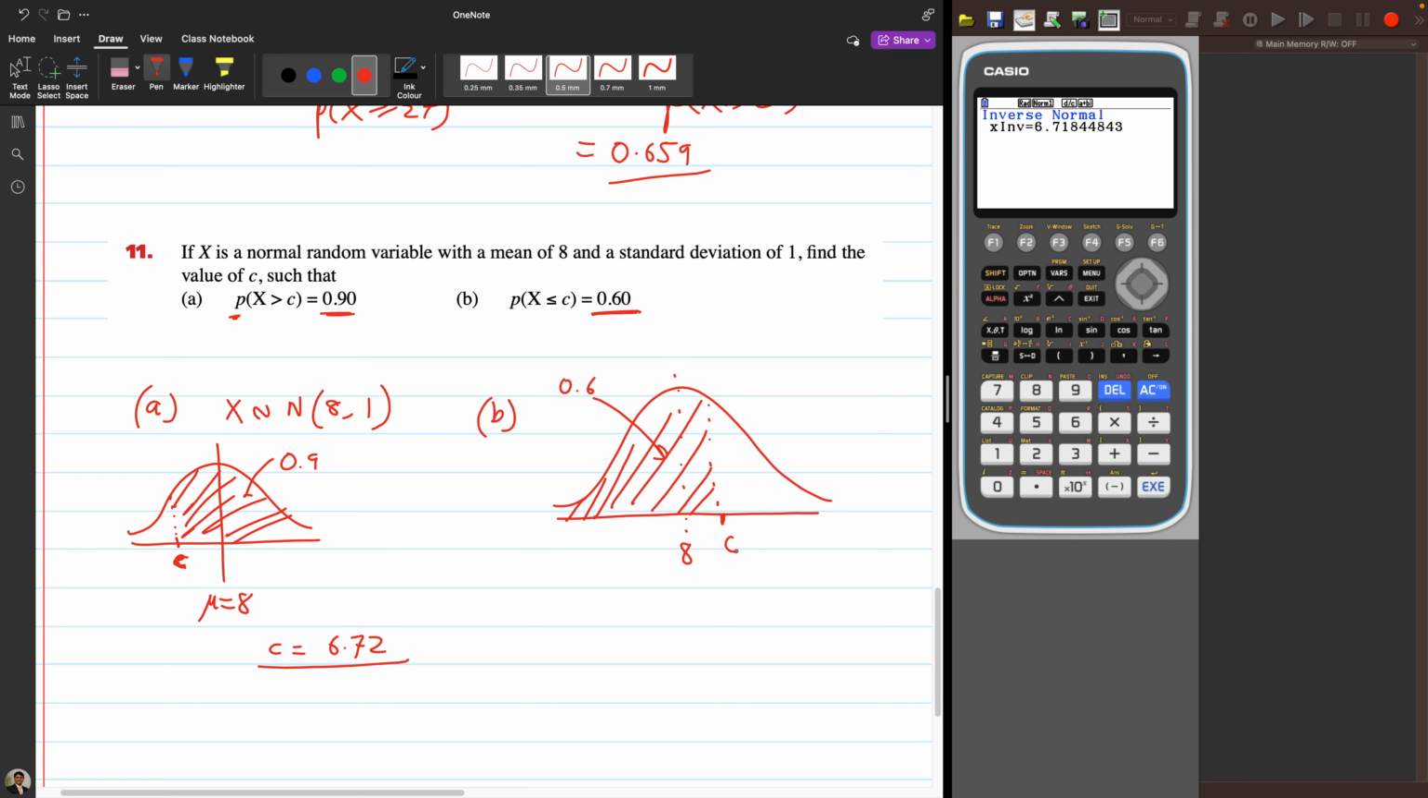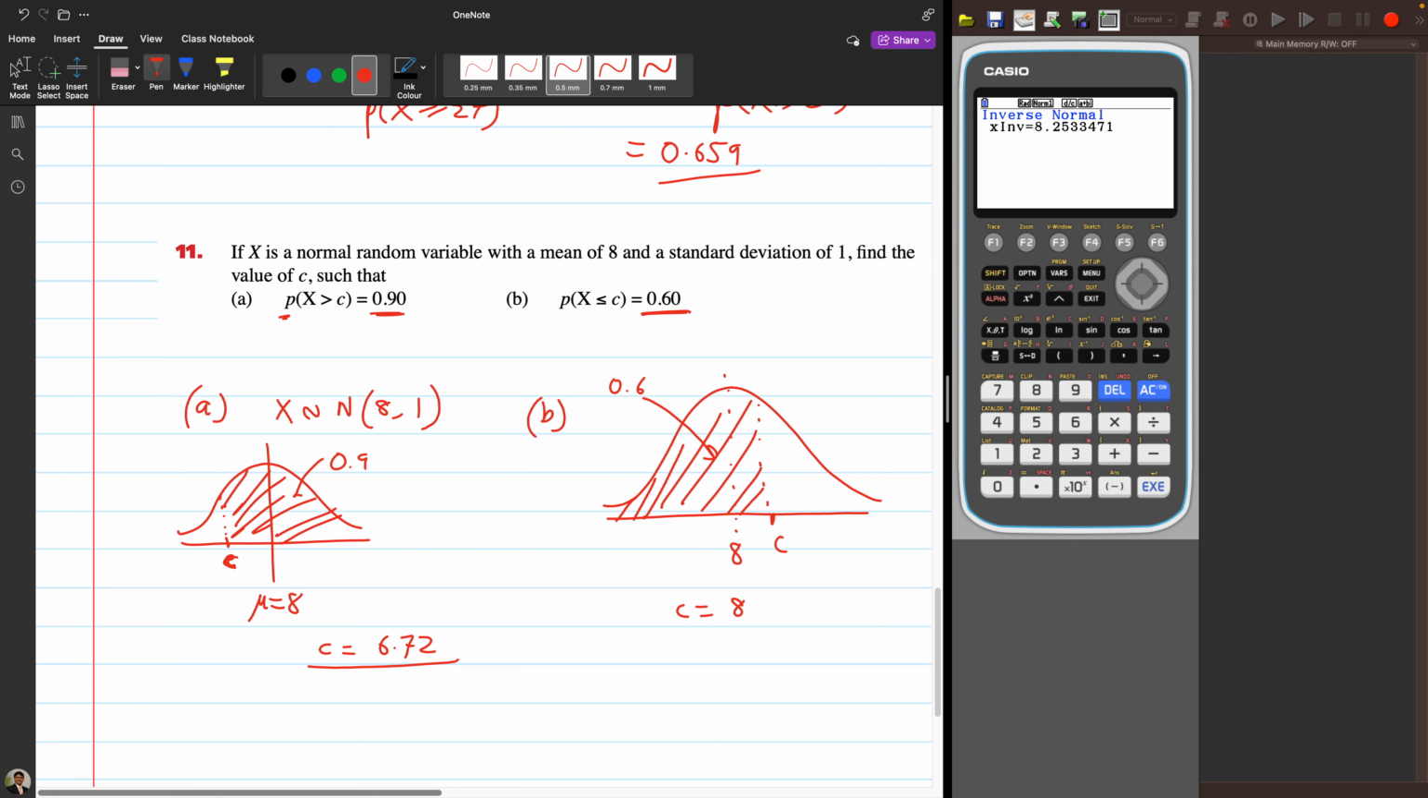Therefore, always when you're doing inverse normal, sketch the curve first. I always sketch. So now what will you do? Inverse normal, tail: left tail, area 0.6. So 8.25. Okay, if you want to use the right tail, what area will you use? 0.4, because the area of the curve is 1. If you do 0.4, you subtract it from 1.